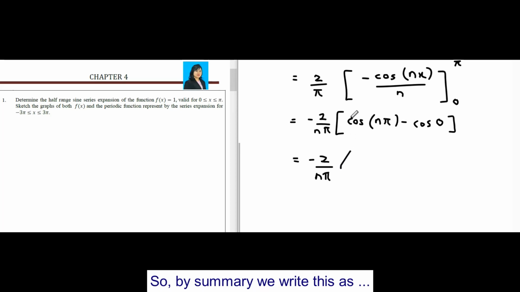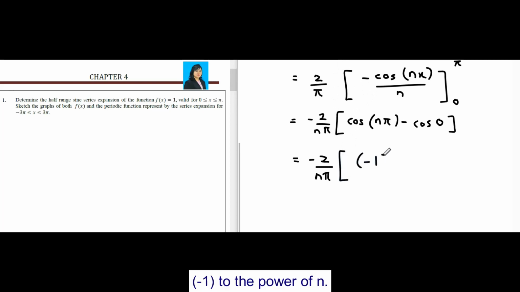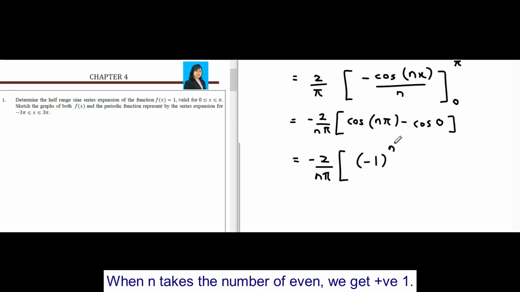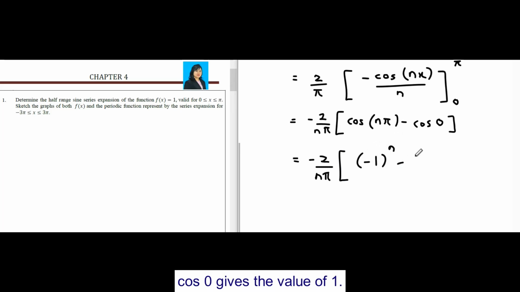So by summary, we write this as negative 1 to the power of n. So when n is odd, 1, 3, 5, we get the value of negative 1. When n is even, we get positive 1. Okay, cos 0 gives a value of 1.